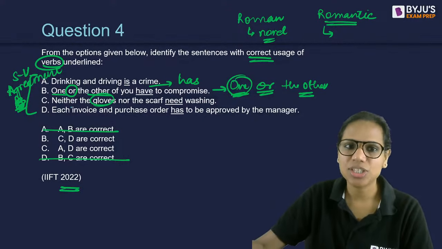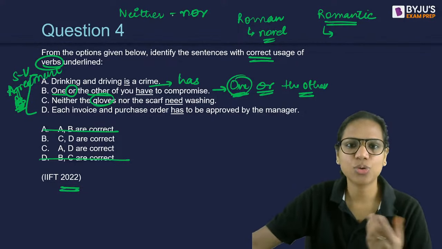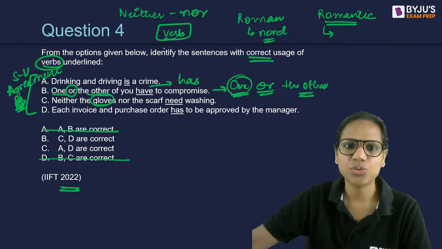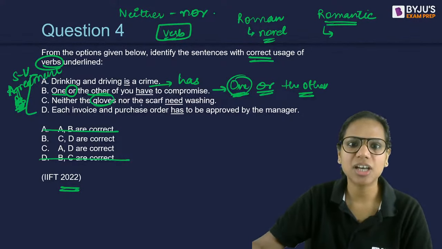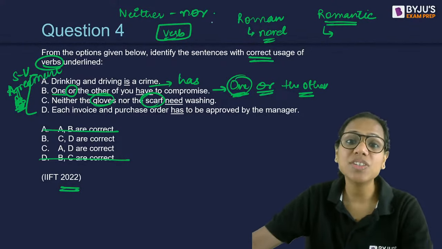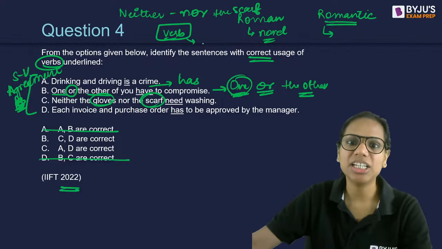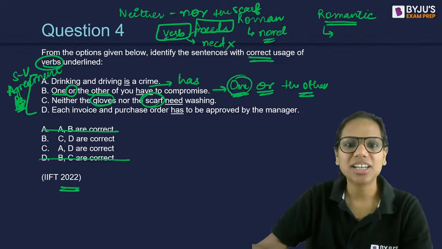Neither the gloves, now see, neither nor structure. Neither nor is used when, of course, these are correlative conjunctions, and the verb depends on what we are using afterwards. So neither the gloves nor the scarf. Scarf is singular, right? So we can't use need here. Need is a plural verb. We have to use needs here. Okay? So neither the gloves nor the scarf needs washing.